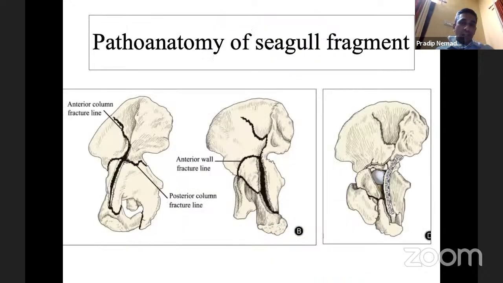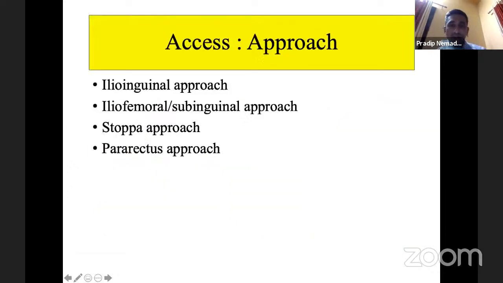If you look at the pathoanatomy of the seagull fragment, it is typically located just below the iliopectineal brim, just medial and posterior to it, just superior to the head. So with all the lateral approaches, the lateral window or the iliofemoral approach, or sometimes the ilioinguinal approach, accessing this fragment can become difficult. To improve the access, we need to up our game in the ilioinguinal approach, iliofemoral approach, TOPA approach, or nowadays we are using a pararectus approach.